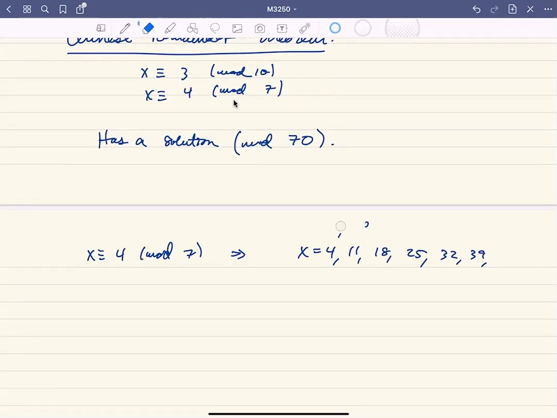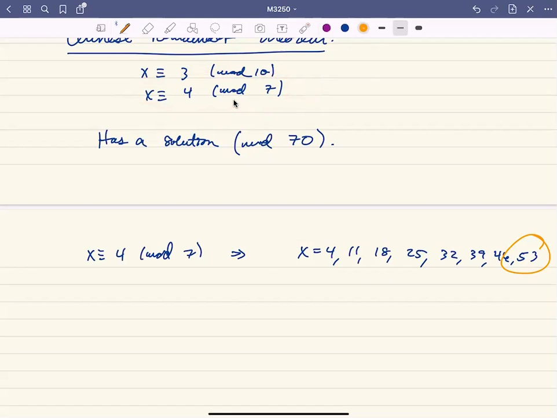But since we know there's going to be a unique solution mod 70, I just need to go up to 69 here, from 0 to 69, because that's all the remainders you can get when you divide by 70. If we keep adding 7s, we have 32, 39, 46, 53, and we can stop because 53 is a multiple of 10 plus 3. So that's 3 mod 10, and it turns out that that's our solution. So what I like to do is take one of these congruences, in our case x is congruent to 4 mod 7, think about all the multiples of 7 plus 4 from 0 to 69, and then find the ones that are congruent to 3 mod 10.